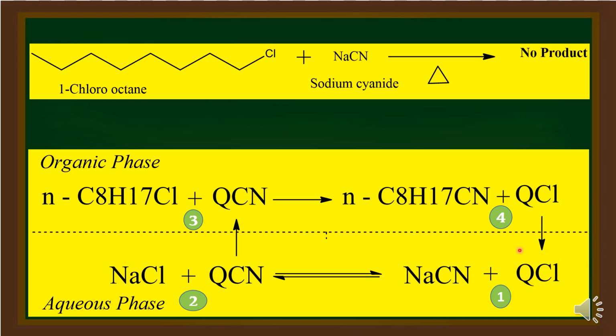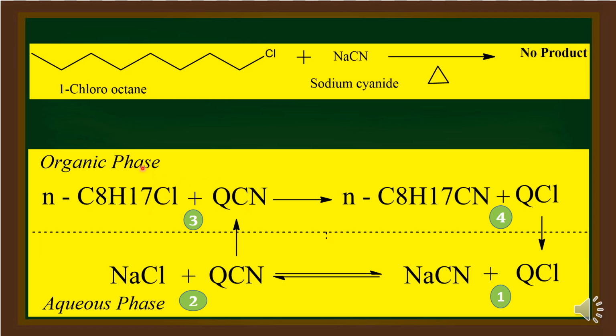When we add a quaternary ammonium chloride salt, it goes into the aqueous medium and an ion exchange takes place. The quaternary ammonium chloride exchanges the chloride ion with the cyanide and becomes quaternary ammonium cyanide, and then it travels to the organic phase. Now the cyanide ion, which was originally present in the aqueous phase, has moved to the organic phase and it is now available to react with 1-chlorooctane.